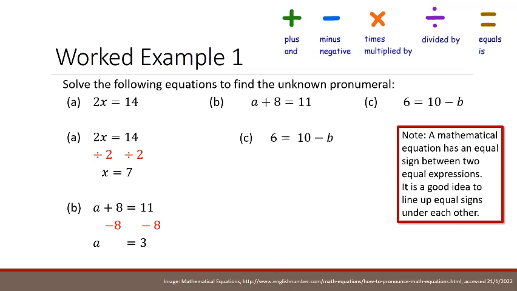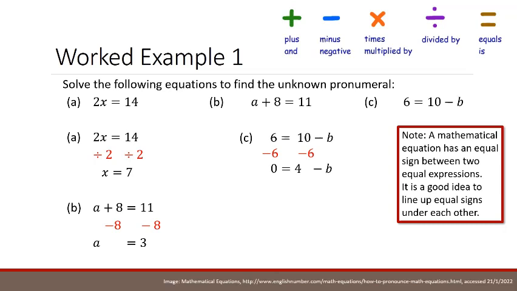Part C, 6 equals 10 minus b. Now in this equation, you'll see that the pronumeral is on the right-hand side. So we need to subtract 6 from both sides to get numbers over to the right. So 6 minus 6, of course, is 0, and 10 minus 6 is 4. And we leave the minus b until we do the next operation.